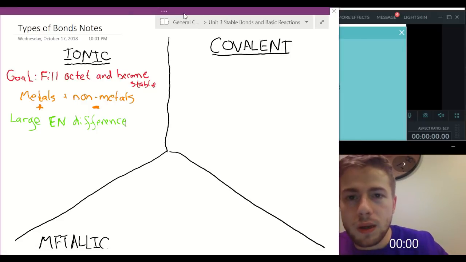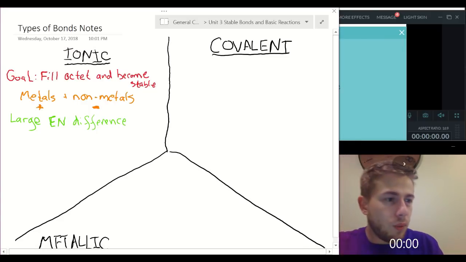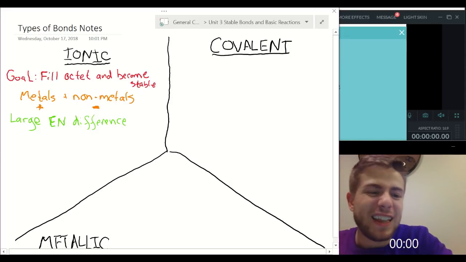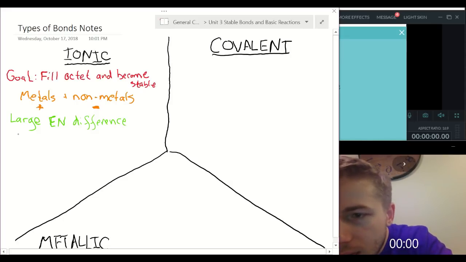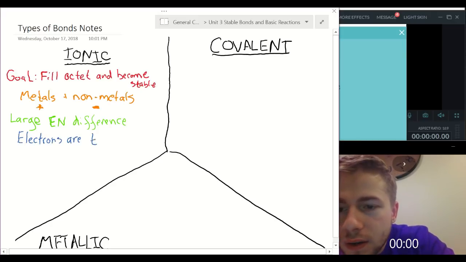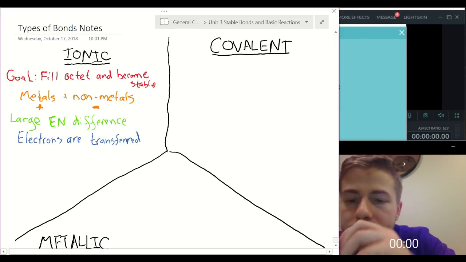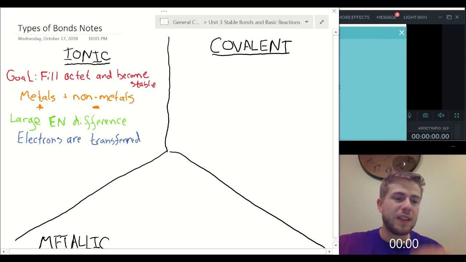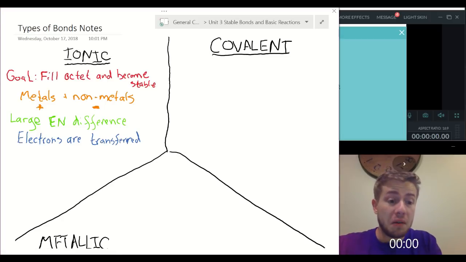I'll change the color one more time. So what happens, in other words, is electrons are transferred. Sorry, spelling is really bad on this. Transferred, and that's just an academic term for given away. Okay, so electrons are given away to the one that wants them more badly.